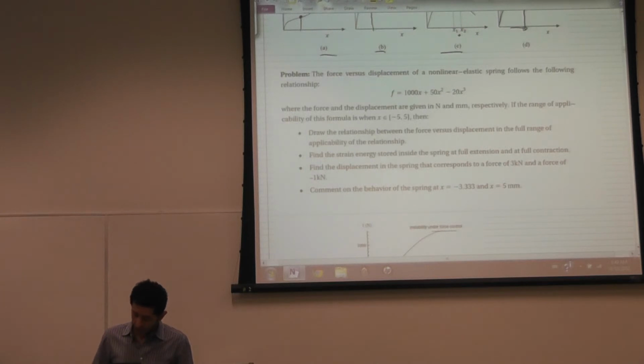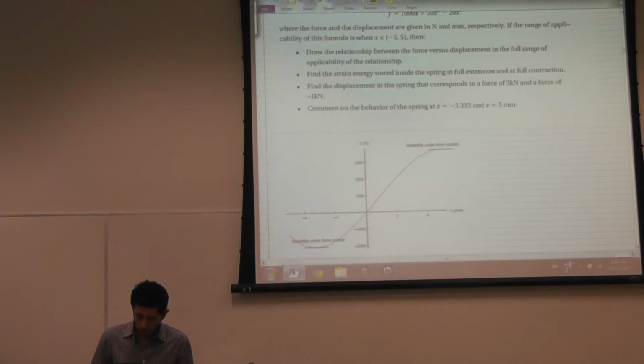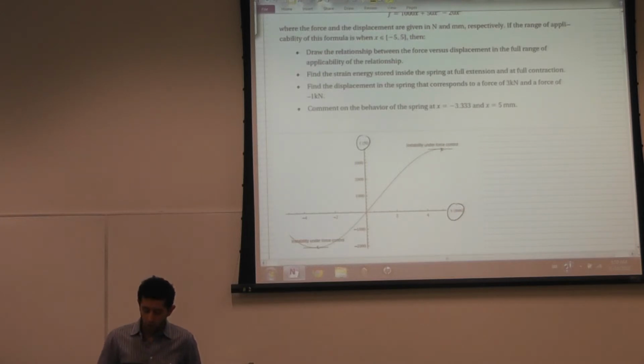This is just a numerical example. Actually, I use this for the undergrad. If you have a force versus displacement, just identify the points where the slope is 0, and that's where whatever spring you're using is unstable.